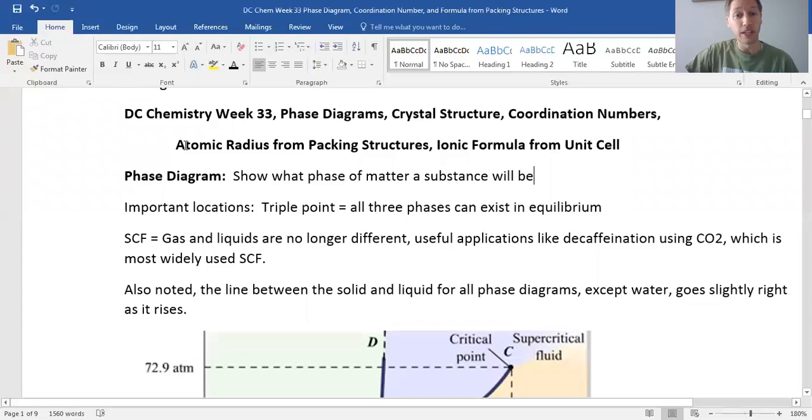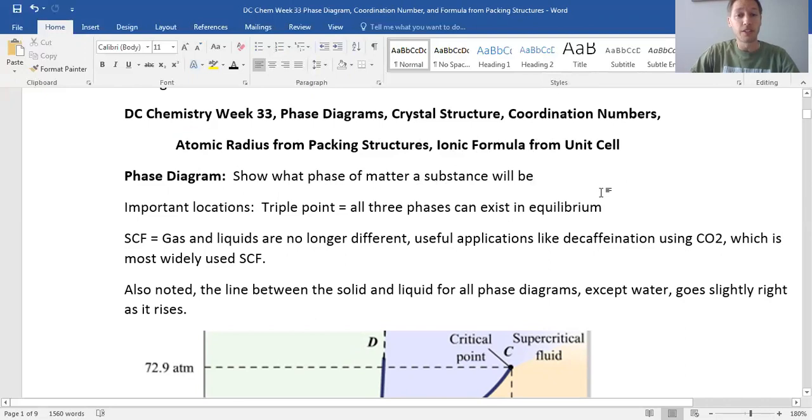We're going to talk about atomic radii, so how big the atom is, using packing structures and crystal structures to do a little bit of math. And we're also going to talk about ionic formulas from a unit cell, so how do we figure out the formula if we know what the unit cell is and the packing structure it has.